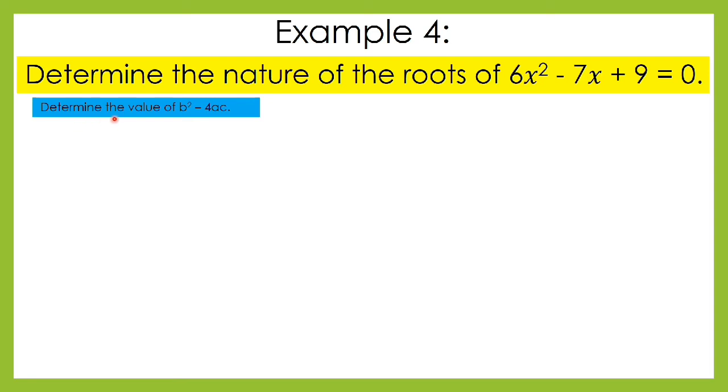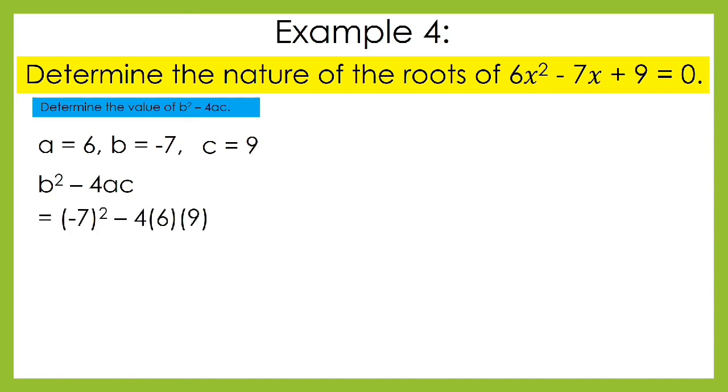Let's determine the value of b squared minus 4ac. Let's identify first the values of a, which is 6, b is negative 7, c is positive 9. Then we substitute these values to b squared minus 4ac. B is negative 7, so we have negative 7 squared minus 4 times a, which is 6, times c, which is 9.